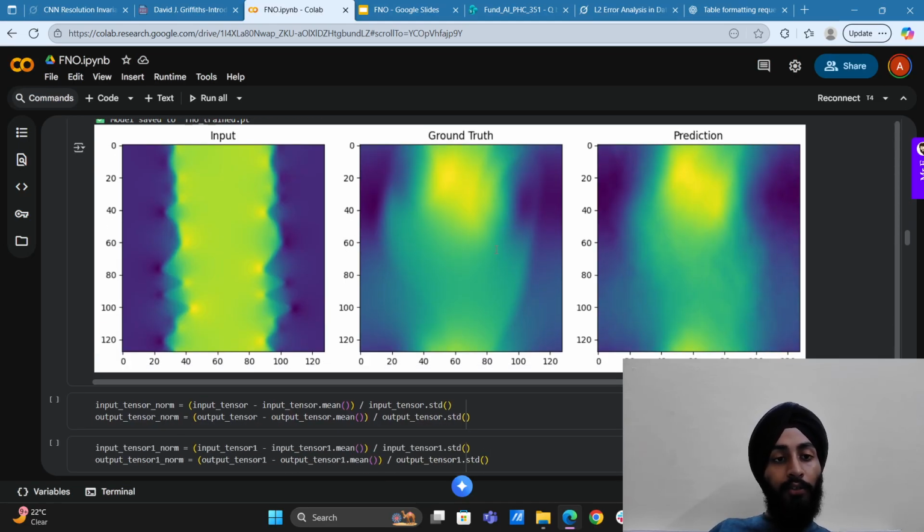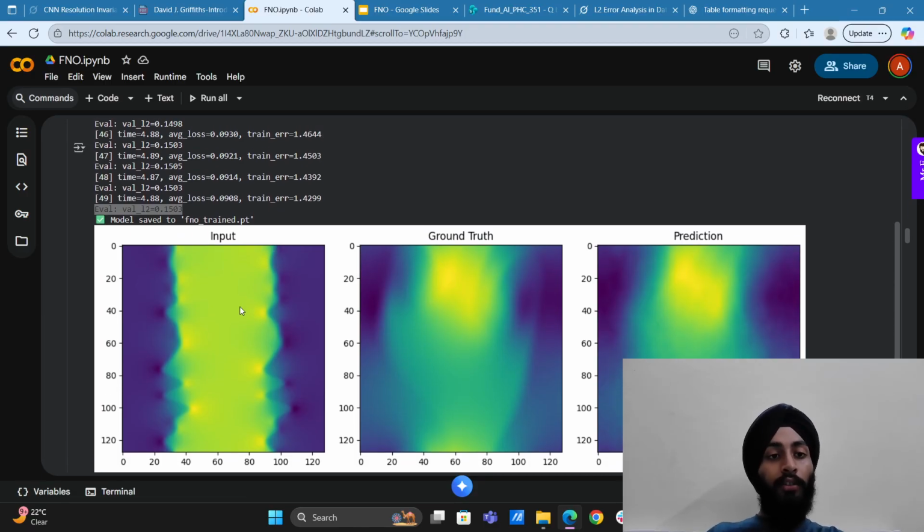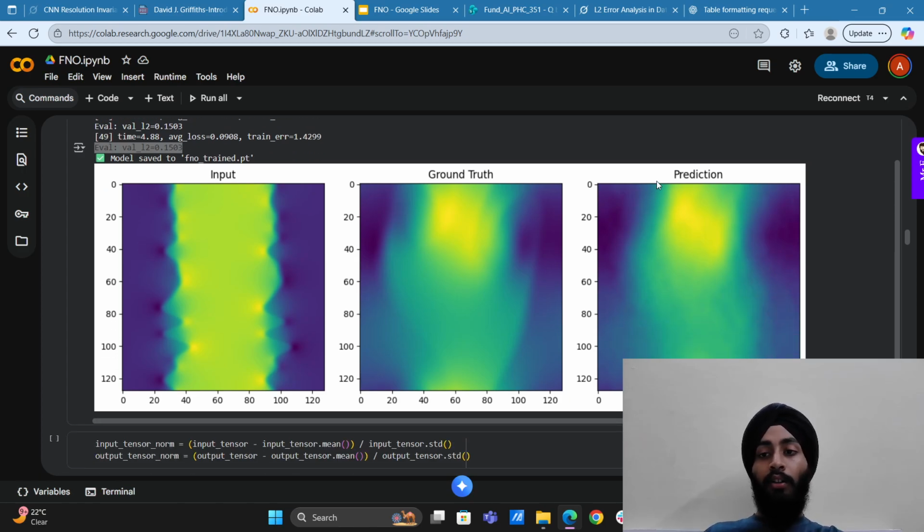Let me just show you what I mean by this. This is my input, the initial condition that I started with. After some time, it evolved into this vorticity right here. So this is my ground truth, and this is the prediction that I will be trying to make with my model. I have already run this cell because it took quite a lot of time, and as you can see, it is quite close. Not exact, but it is still capturing the essence of the ground truth quite effectively.